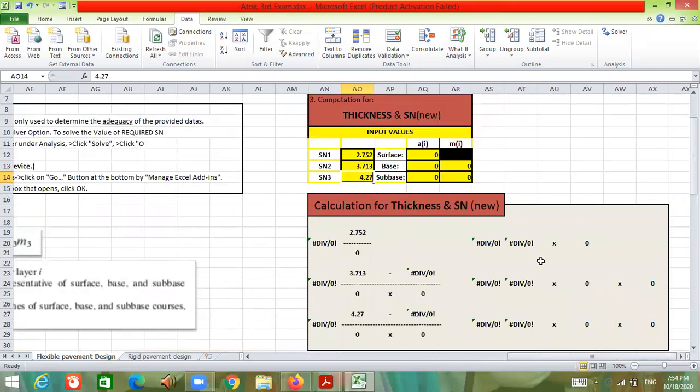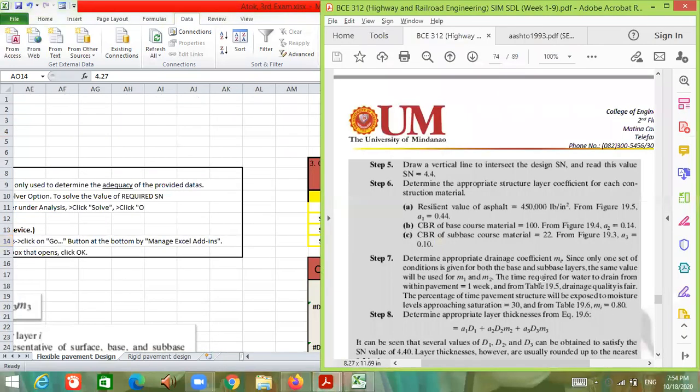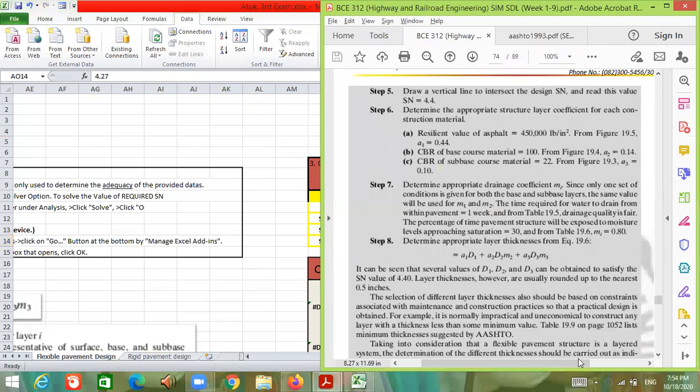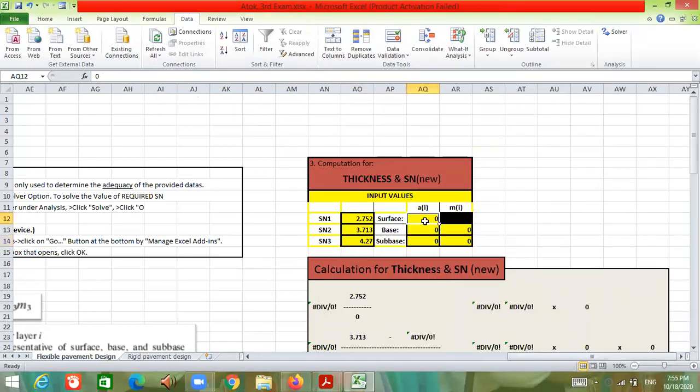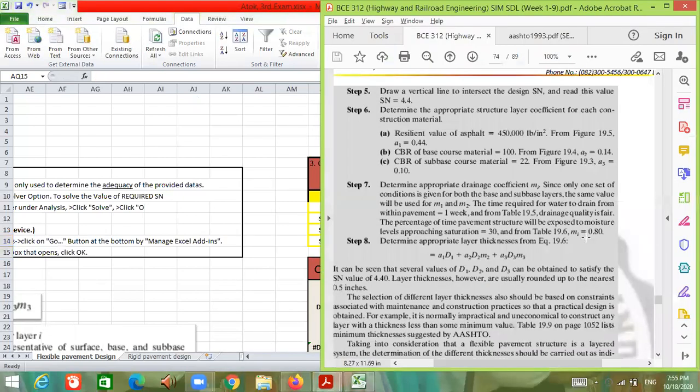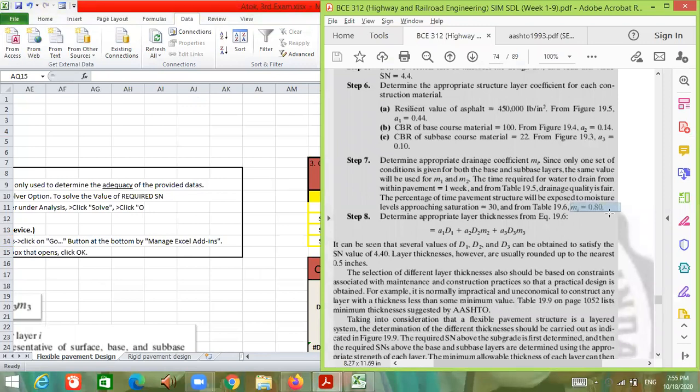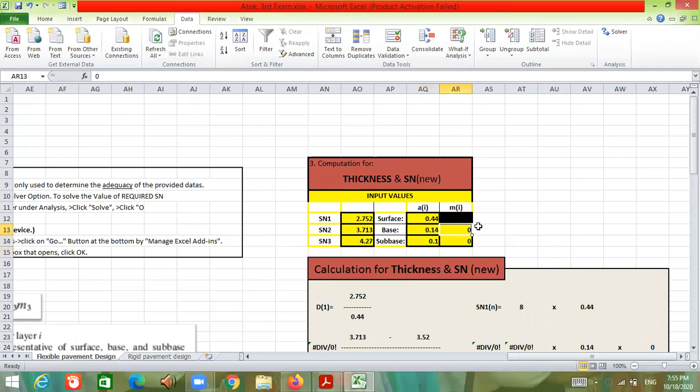And with that, we are going to go back to the problem, and the values for our layer coefficients are 0.44 for our surface, 0.14 for base, and 0.10 for subbase. So 0.44, 0.14, and 0.1. And for our drainage coefficient, we are just going to input the value of 0.80 here, 0.80 on both base and subbase.